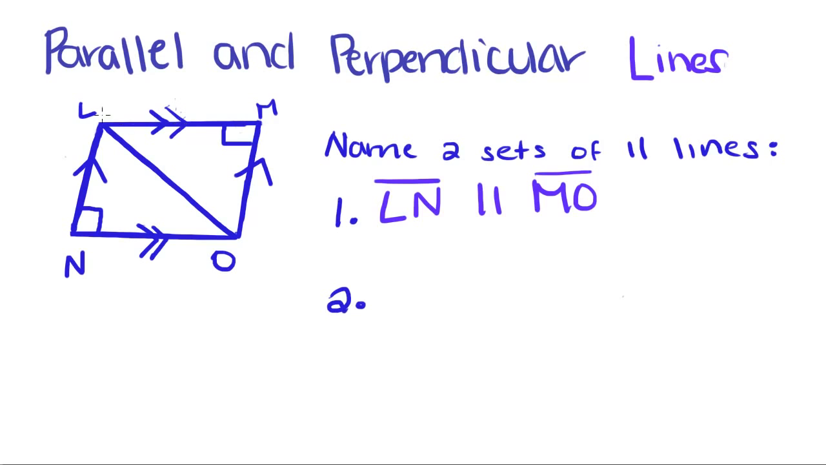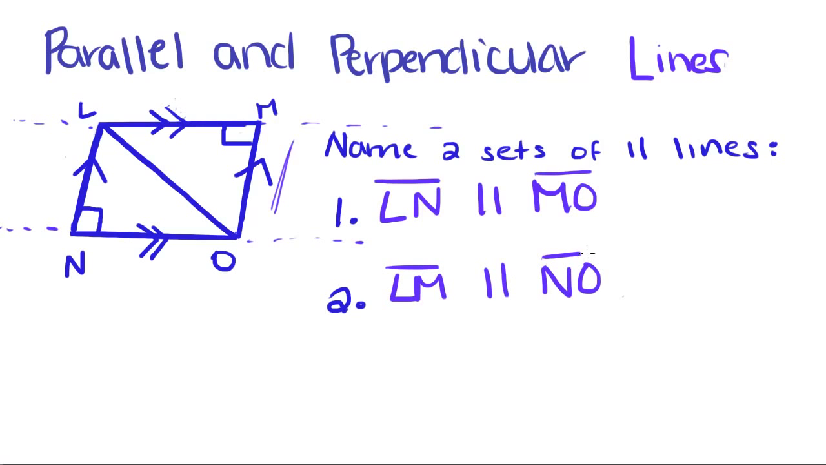So the second set, if I look for two tick marks, there is LM and NO. And that makes sense because if I were to extend these lines on forever and ever and ever, they would never intersect. So line LM is parallel to NO.